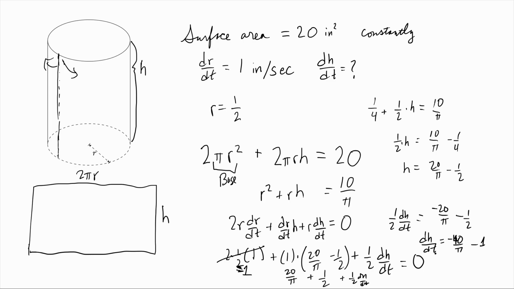What are the units for this dh/dt? This is inches squared for area, so this better be inches per second. So inches per second, and that's dh/dt.